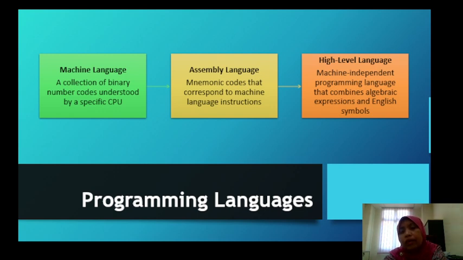So actually, what is the machine language? A collection of binary number of code understood by specific CPU, binary 0 and 1. So machine language only knows about 0 and 1. Other than that, the CPU doesn't know. This is the old type of machine language.